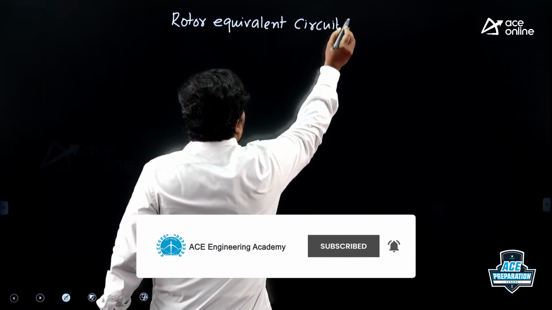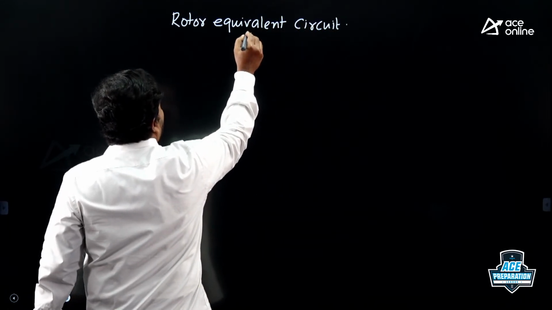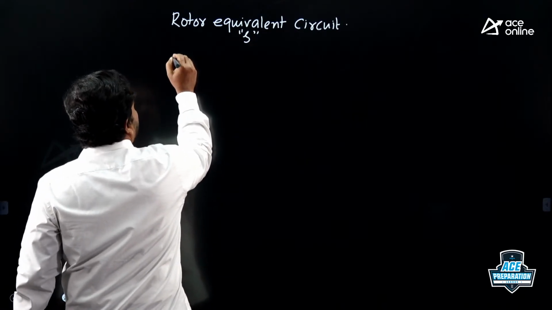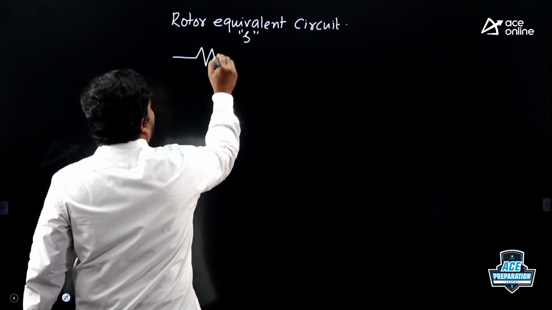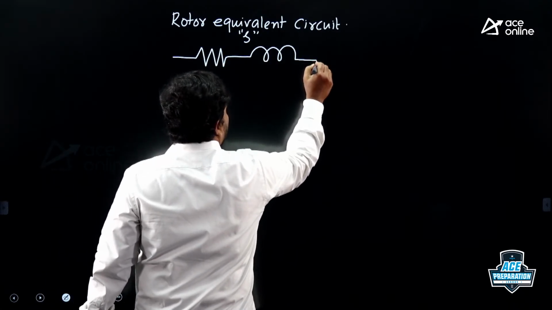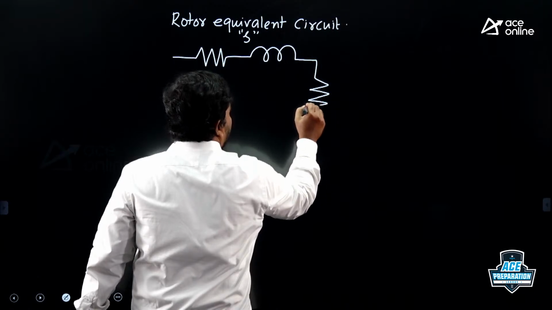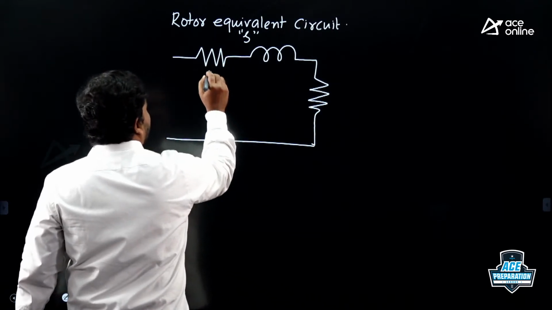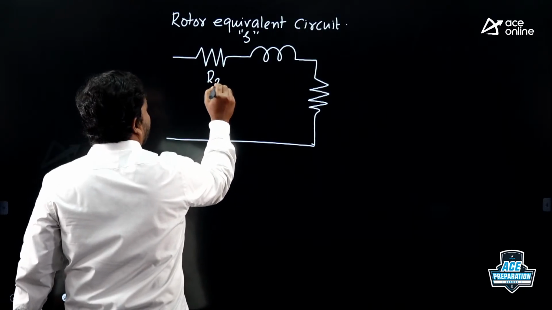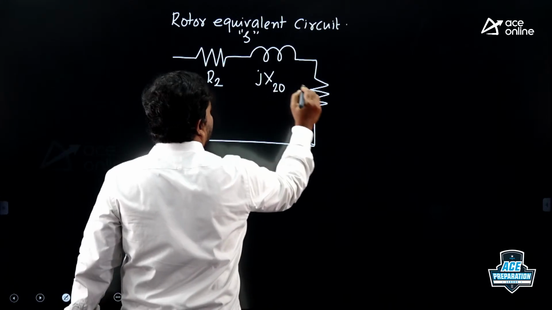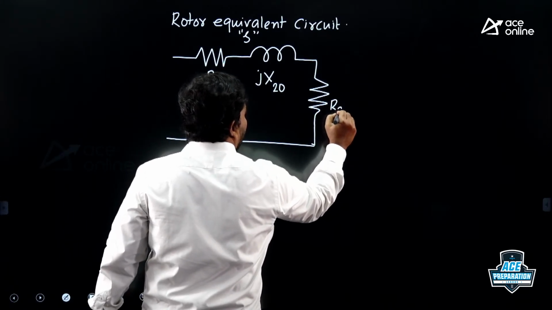I am trying to take a rotor equivalent circuit when the motor is operating at a slip of S. I think you people are aware of this circuit. This is the rotor winding resistance, this is the leakage reactance, and this is the load impedance.